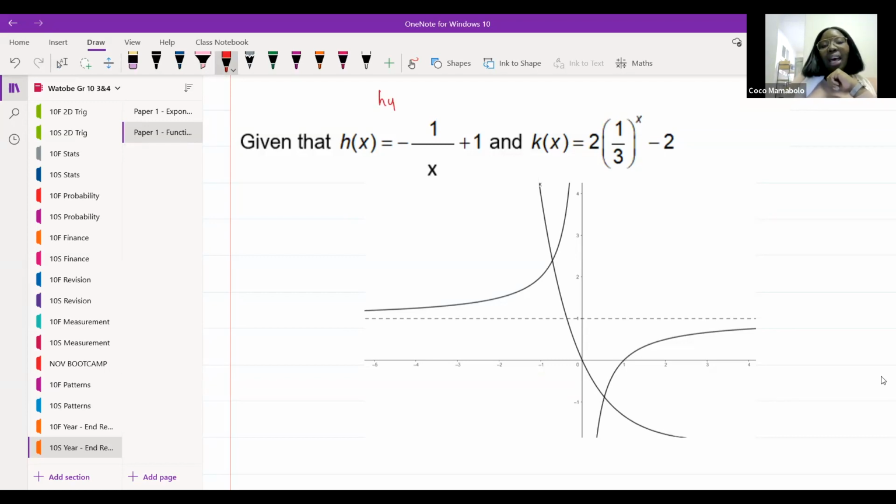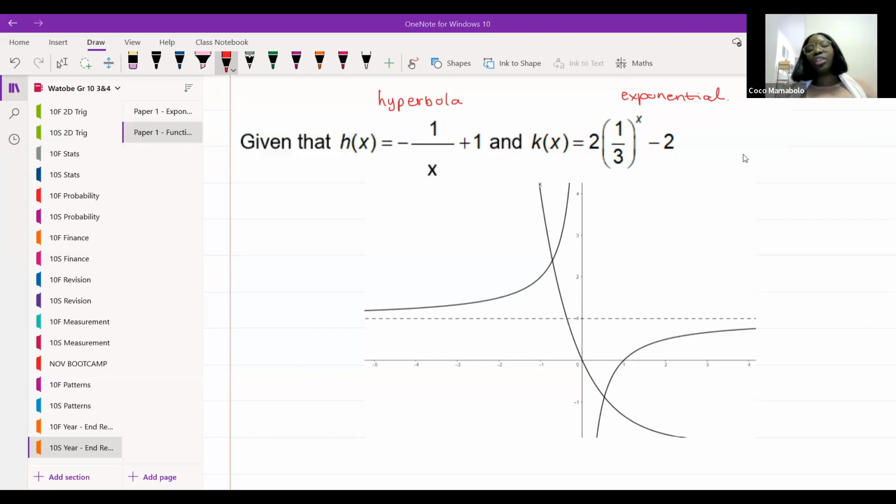Good, Nico. This is a hyperbola. Excellent. This is a hyperbola. And this one with the x in the power, what kind of graph is that? An exponential. Good, Jenna and Funzo. Yes, it's an exponential graph.